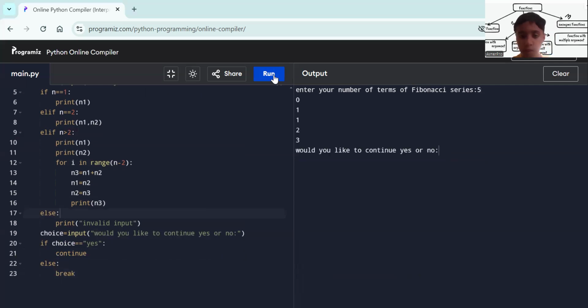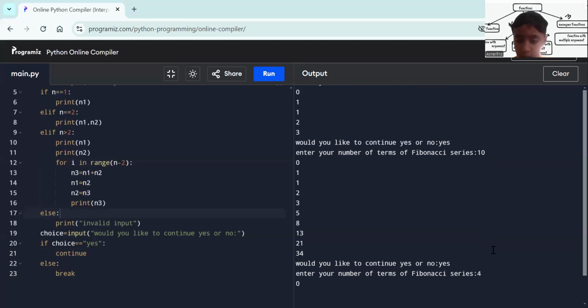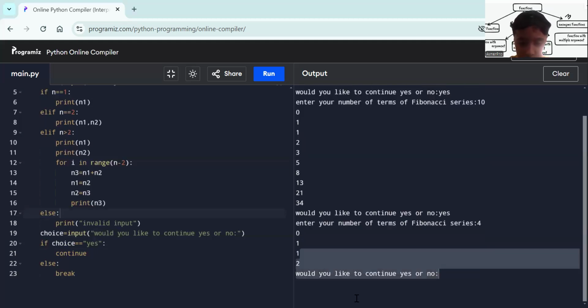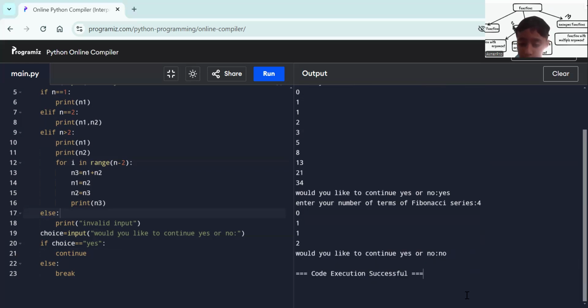Let's do it again. Okay? I'll say yes. Let's write 10. I'll say yes. Let's try yes. Is it 4? Good. You see, guys. Nope. And see, it breaks.